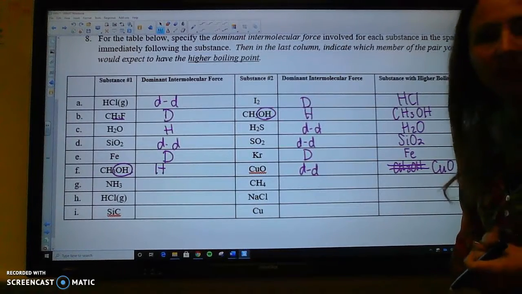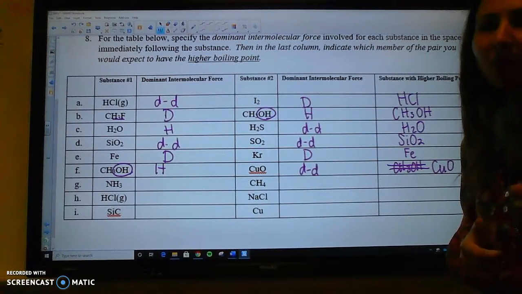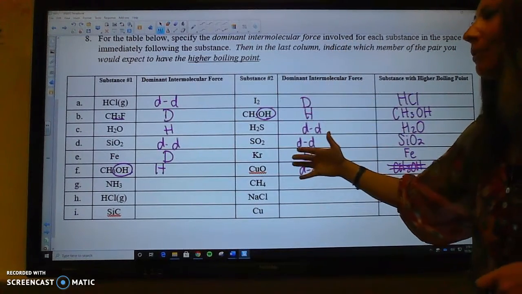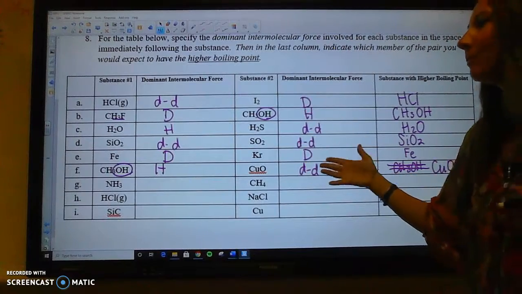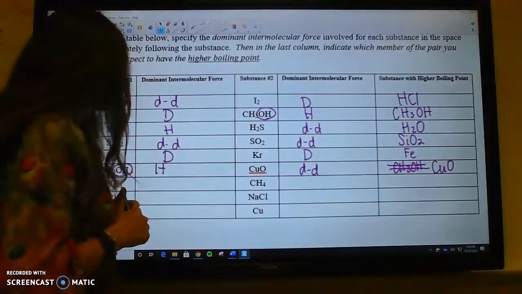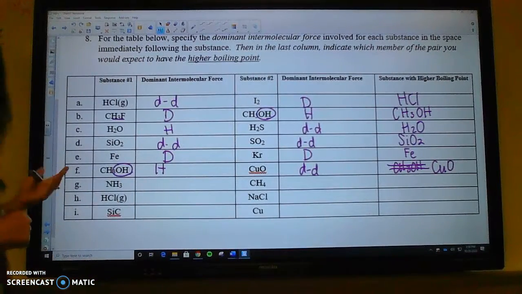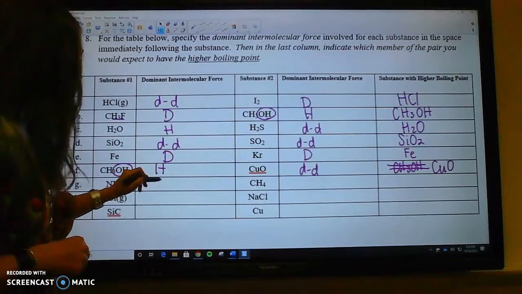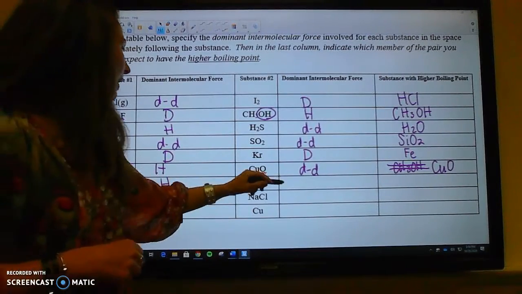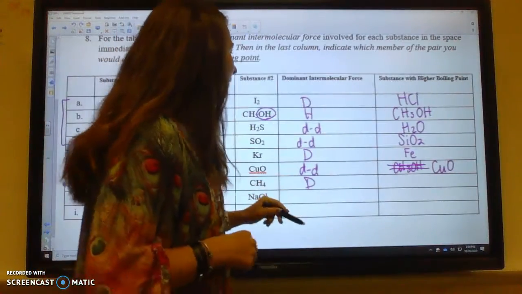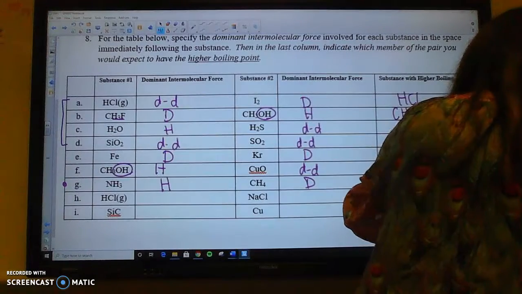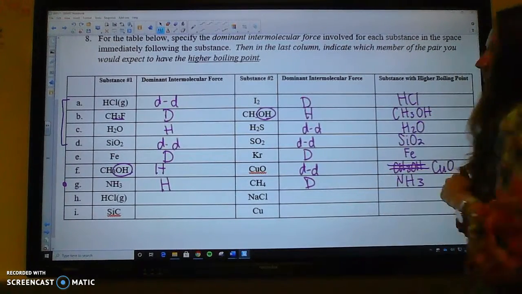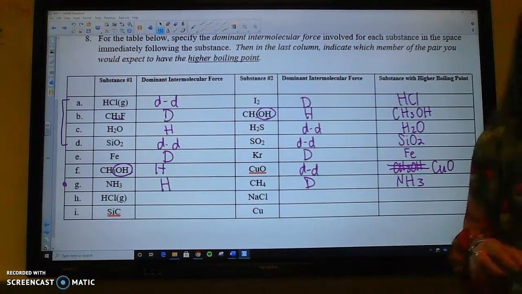Would I ask this on a test? No, don't worry about that. Be able to get through maybe the first 4, but don't worry about letter F. Okay, moving on. Letter G, actually, you should be able to do that one as well. Okay, so letter G, NH3. What's our dominant force? Hydrogen bonding. And then we have dispersion. Which one has the higher boiling point? NH3. Okay, and that's about all we have time for.